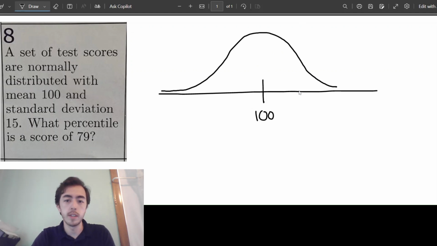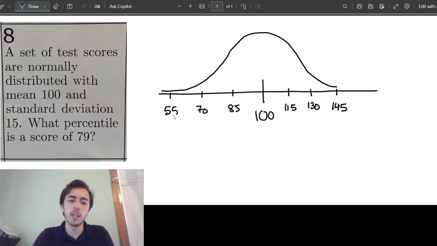And usually when I sketch these things, it takes roughly 3 standard deviations to get to this really, really small part. So this is just an eyeball approximation, but each of these jumps should be 15. So we can go 115, 130, and then 145. And we can count down to 85, 70, and then 55.